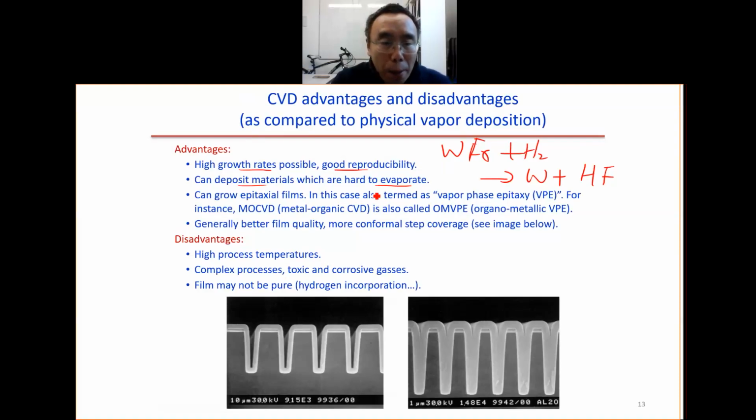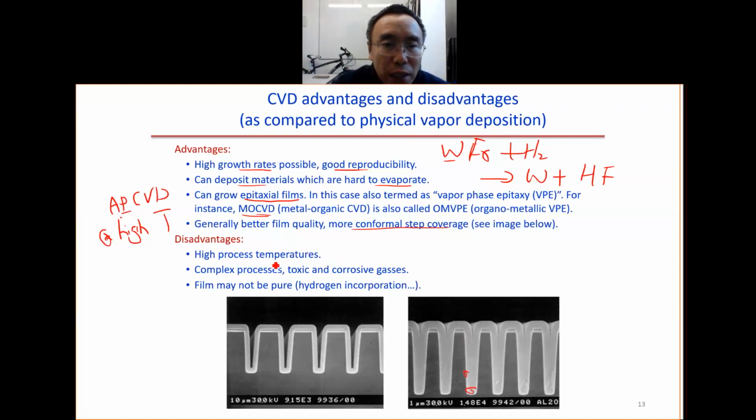It can grow epitaxial film, like MOCVD, metal organic chemical vapor deposition. This is layer by layer epitaxial growth. MOCVD or APCVD, atmospheric pressure CVD, also gives you epitaxial film, but this one needs a high temperature. Normally when you want a single crystal epitaxial film, you need a high temperature. So the film quality is better than the PVD process, and we have conformal step coverage. You can see the very, very conformal step coverage. The bottom and the side wall are well covered.